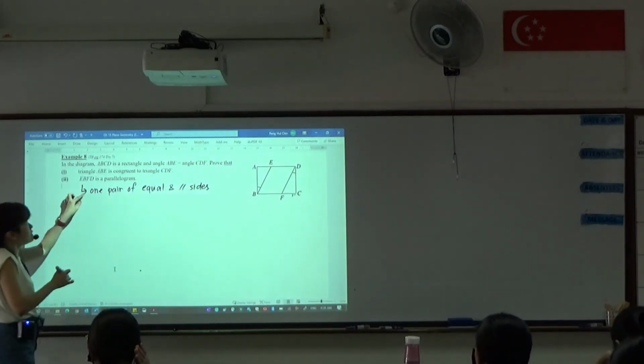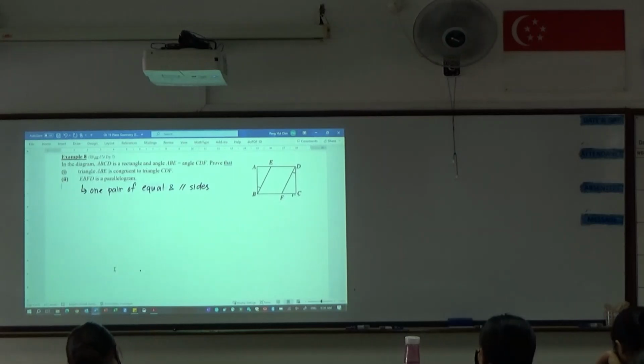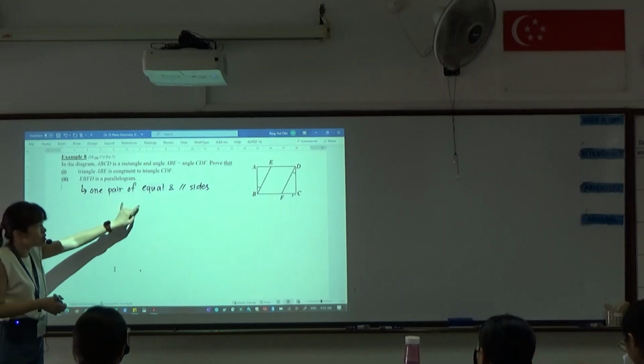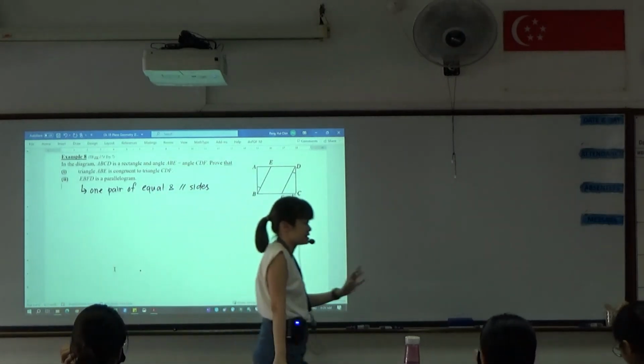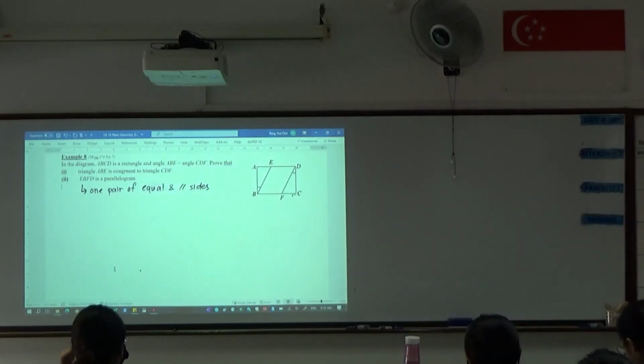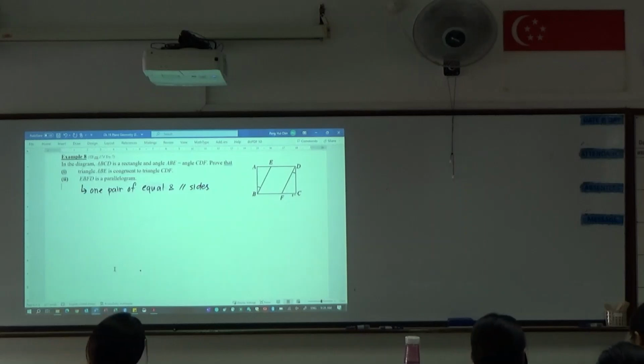Okay, we will use this property, or rather equivalent condition, to prove that it is a parallelogram. So how are you going to find 1 pair of equal sides and 1 pair of parallel sides? They must be the same pair, cannot be 2 different pairs. So I will give you maybe 10 minutes, go and figure this out.